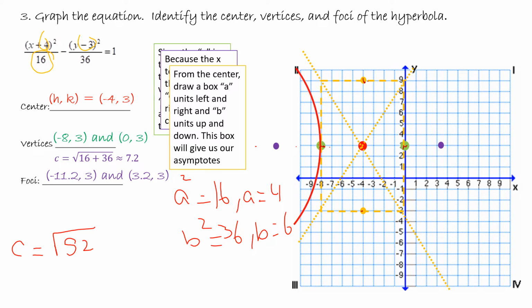Then I graph one branch. This is the vertex. One branch here approaches the asymptote, and there's another branch of the hyperbola. Again, this is the vertex, and the other branch also approaches the asymptote. Let's move on to the next example.